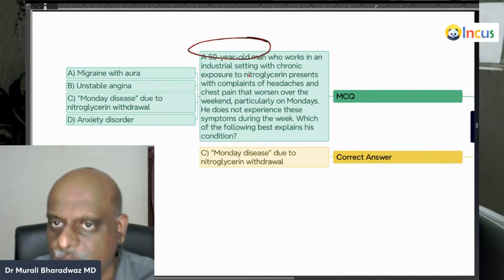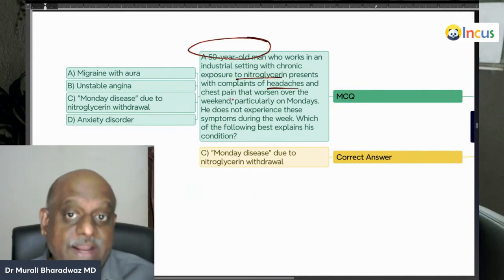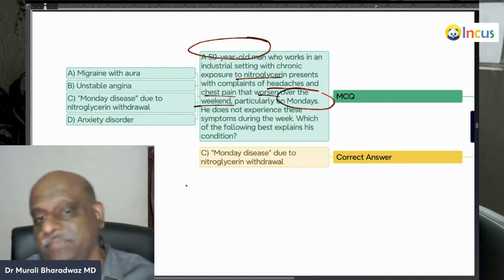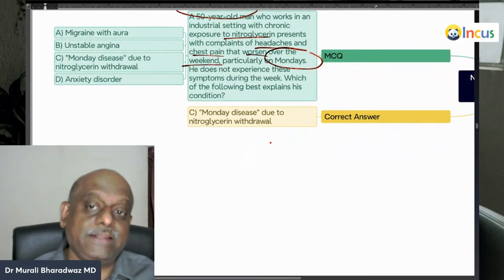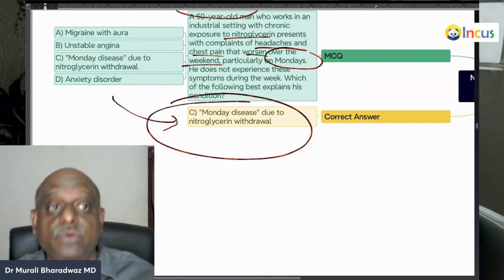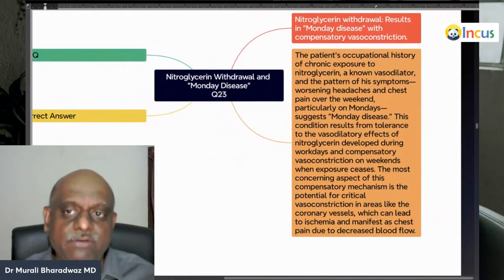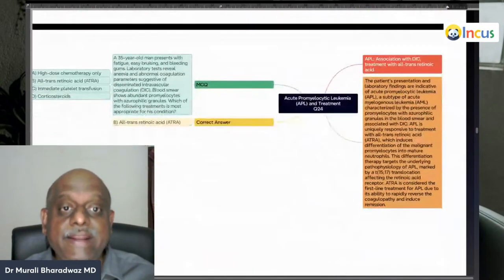A 50-year-old man who works with exposure to nitroglycerin presents with headache, chest pain that worsens on the weekend, particularly on the Mondays. So how do you like to call this? Monday disease, because of the nitroglycerin withdrawal, typically there is a development of the Monday disease.